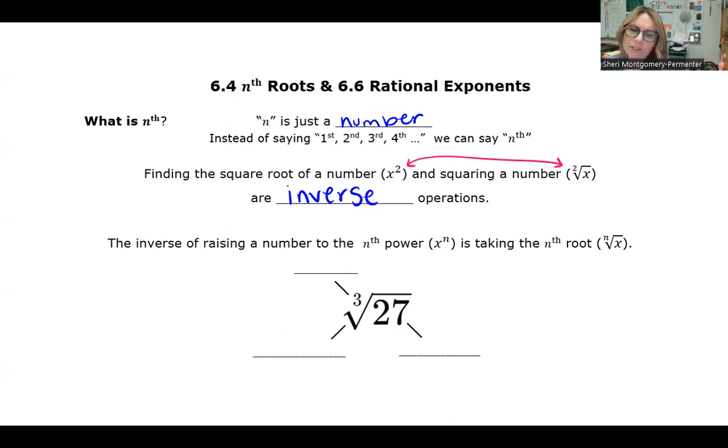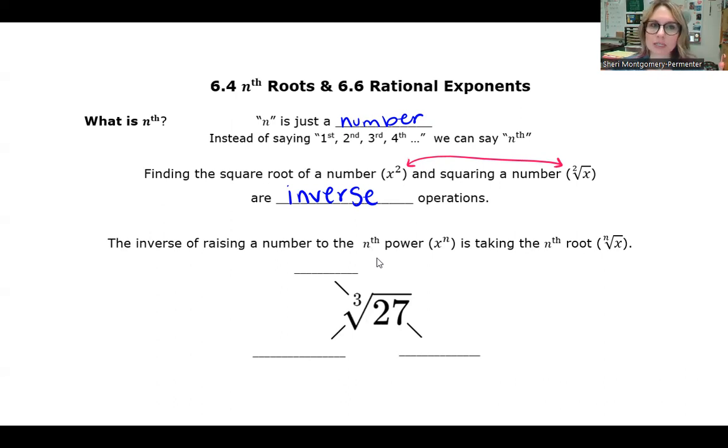So we need to know what inverses do. Inverses undo each other. They cancel each other out. If you add 4, but then subtract 4, you're not changing anything. It undoes itself. And so the inverse of raising something to some nth power, so it could be to the 5th power, is taking the nth root. So if it was to the 5th power, it'd be taking the 5th root.